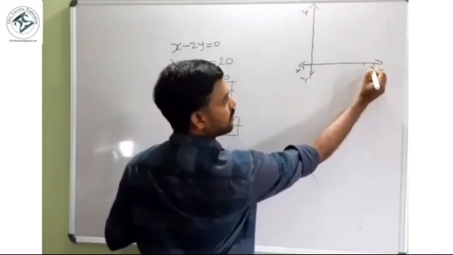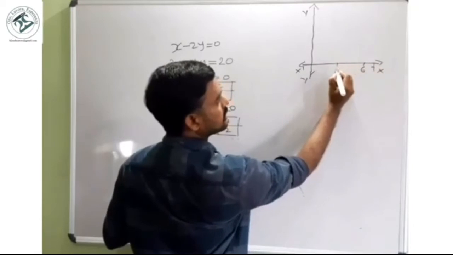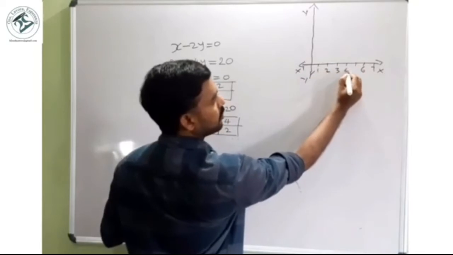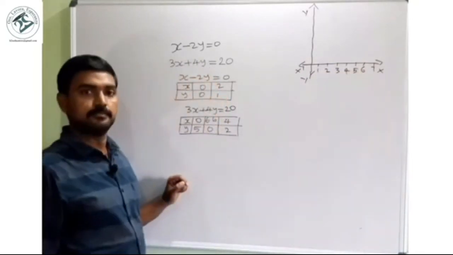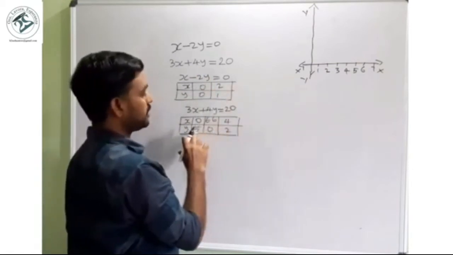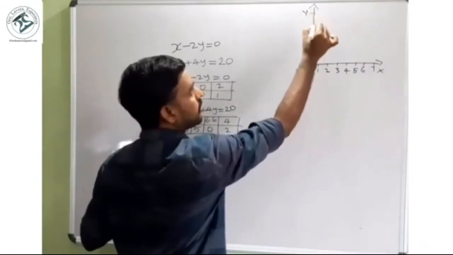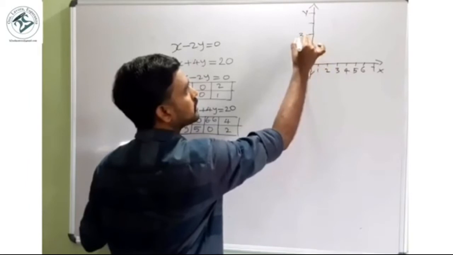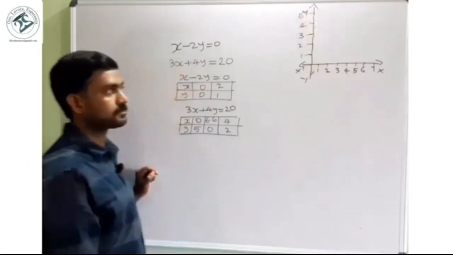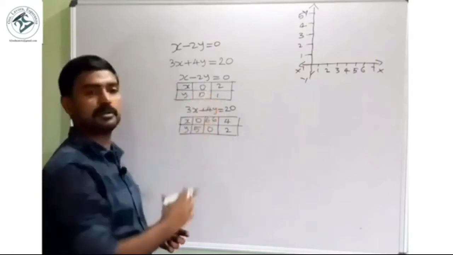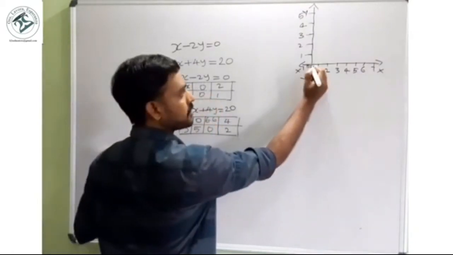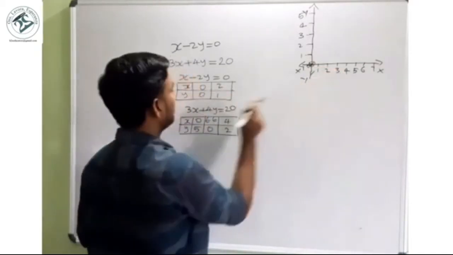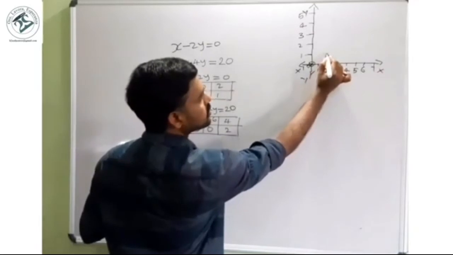Here is 7, here 6. 1, 2, 3, 4, 5, 6, 7. Now the y-axis also: highest value 5, smallest 0. So we require 5 points: 1, 2, 3, 4, 5. Now we can plot the points. First point is 0, 0. Here is x 0, y 0, so 0, 0 here. Next, 2, 1. In the x-axis 2 is here, in the y-axis 1 is here. So this is that point.